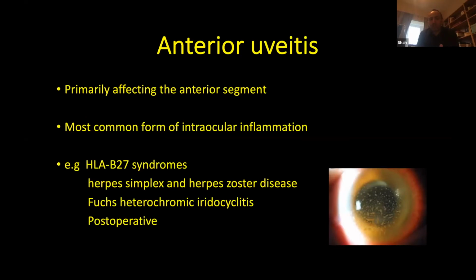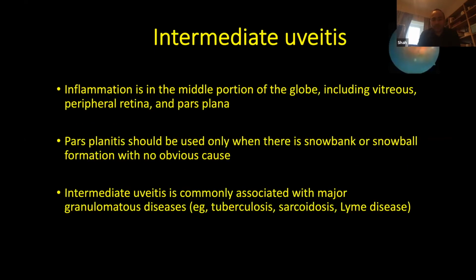And really, when you see a patient with anterior uveitis for the first time, you must dilate the pupil in order to see the back of the eye, because you don't know whether, by definition, the vitreous, retina, or blood vessels are involved or not. So if you see a patient with anterior uveitis and you haven't dilated them, you could miss out on some big stuff. Intermediate uveitis, as I mentioned, is more the middle portion of the globe, which includes the vitreous, peripheral retina, and pars plana.